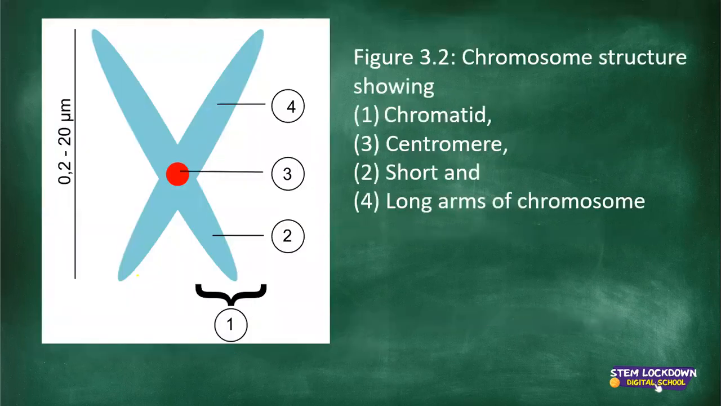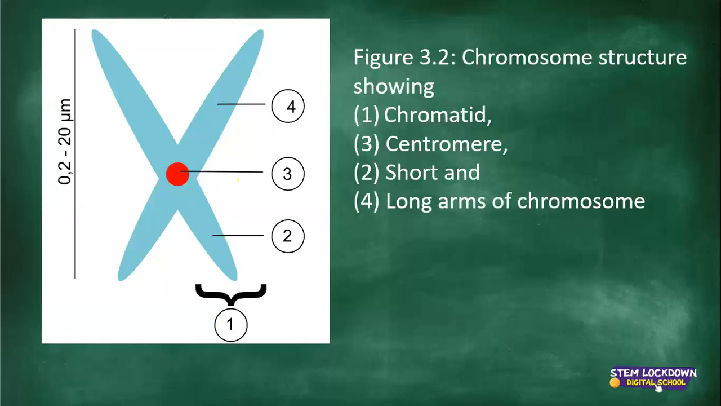This is the correct structure now of the correctly drawn chromosome. Number 1 is the chromatid, one arm, one strand of the chromosome. One strand of the chromosome is the chromatid. If you point out these sides, those are chromatids.